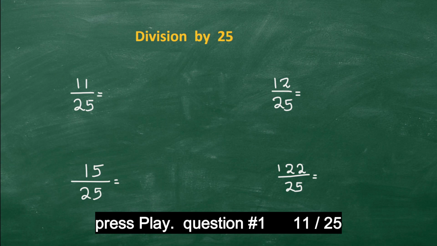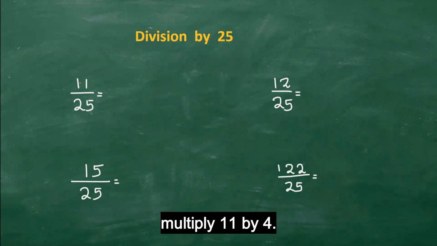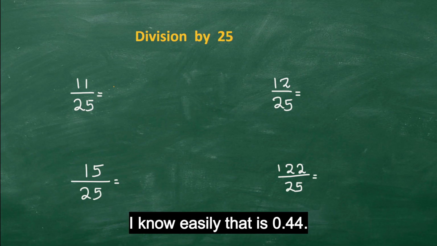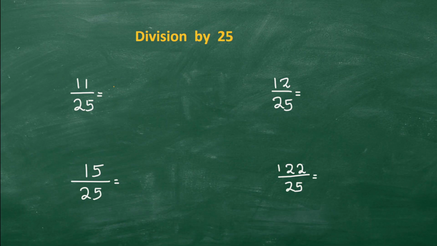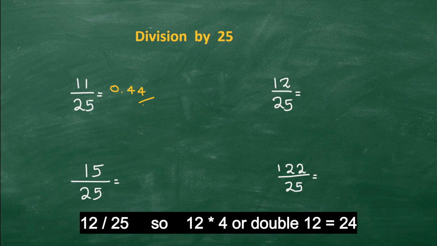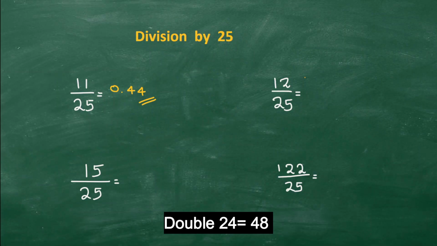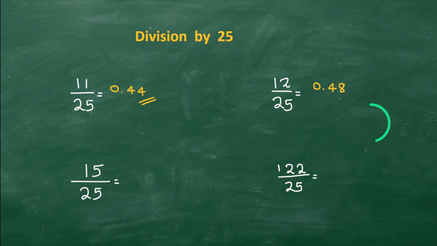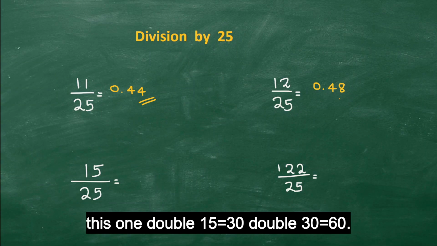Question number 1. 11 divided by 25. So multiply 11 by 4. That's 44. Divided by 100. I know easily that is 0.44. Done. 12 divided by 25. So 12 times 4 or double 12, 24. Double 24, 48 divided by 100 is 0.48.